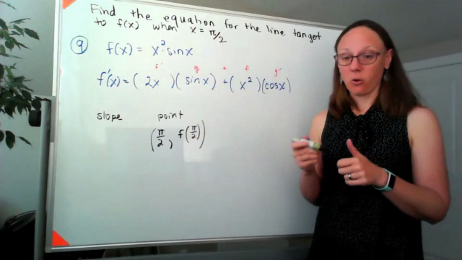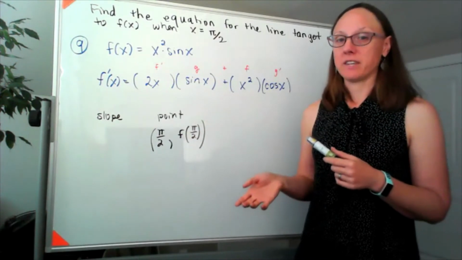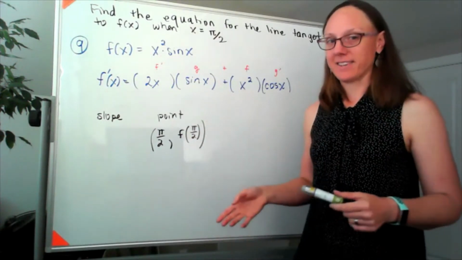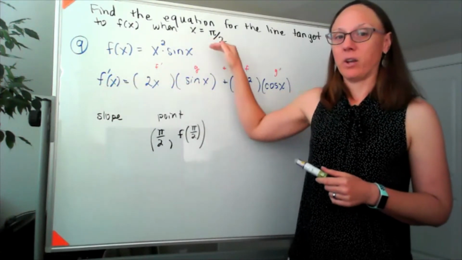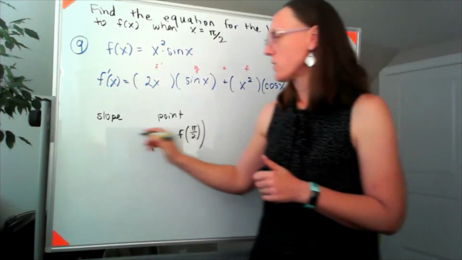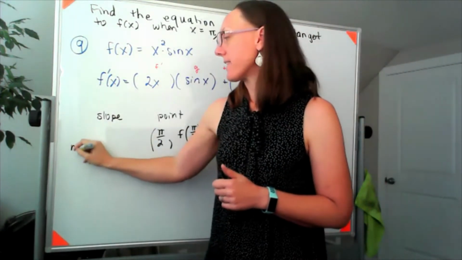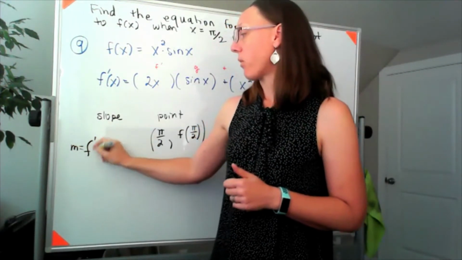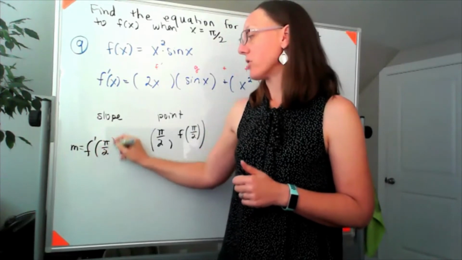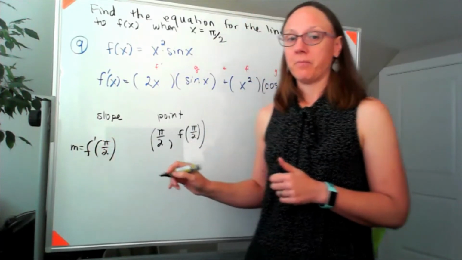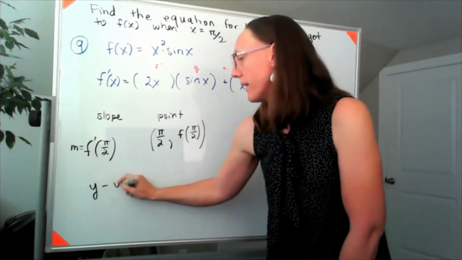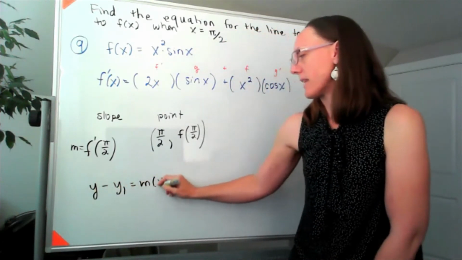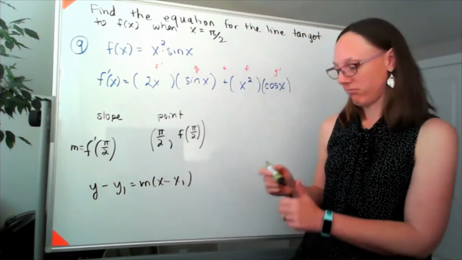In terms of the slope, the way that we find the slope of a tangent line, calculus style, is to take the derivative and evaluate it where we care about it. So notation-wise, I could write that that slope is equal to f prime at pi over 2. And then once we have all those numbers, we'll plug them into the y minus y1 equals m times x minus x1 equation.